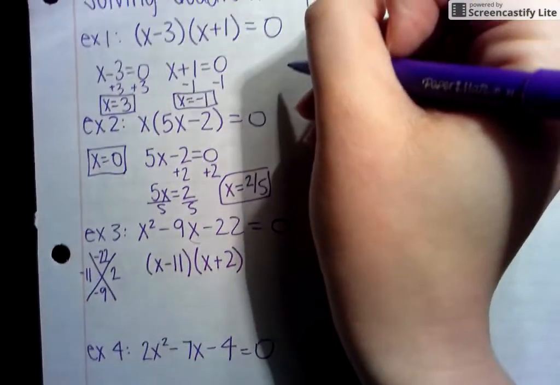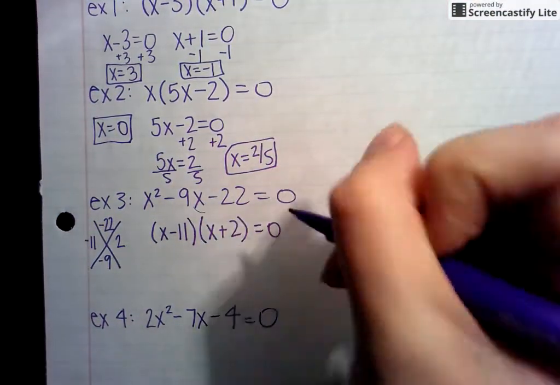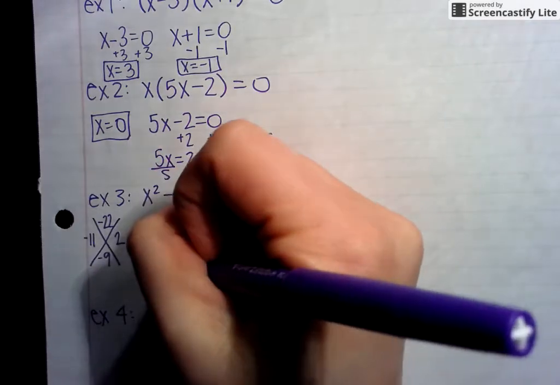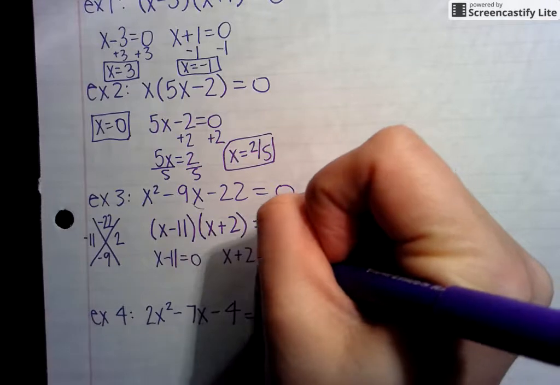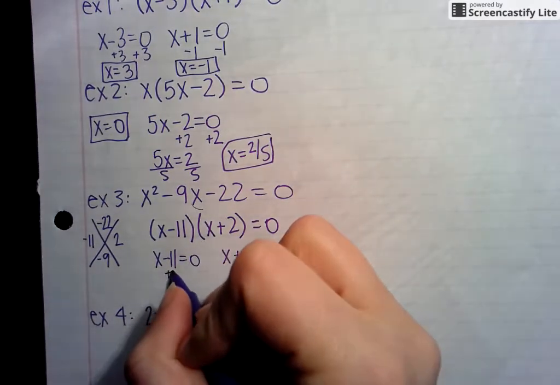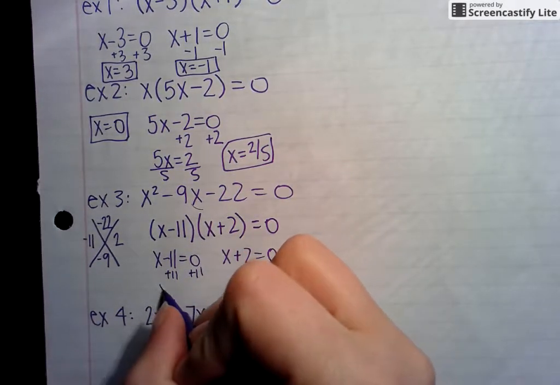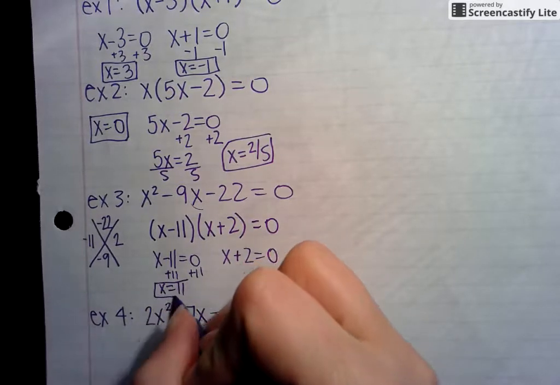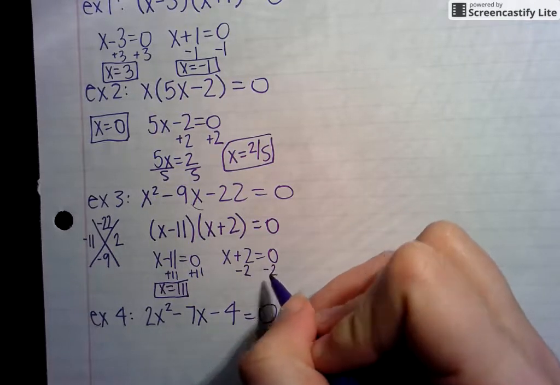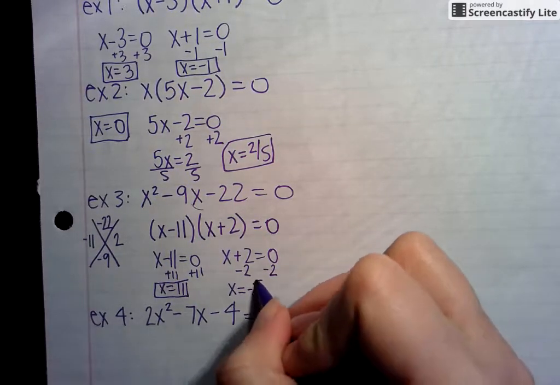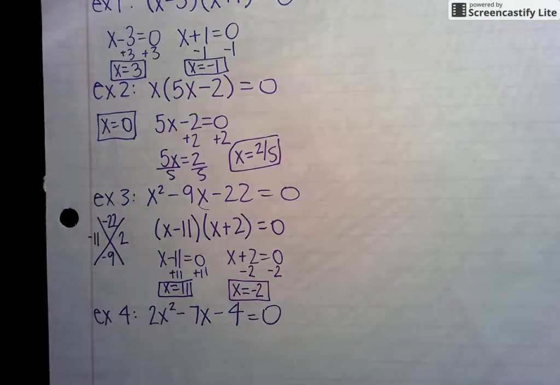Now, just like this top one, I'm going to set them equal to 0. So to get my two answers, I'm going to set this one equal to 0 and the second one equal to 0. To get x by itself, I add 11 on both sides, and I'm going to get x equals 11. That's one solution. Now my other solution, if I subtract 2 on both sides, I'm going to get x equals -2. So now this is telling me that this quadratic equation has two solutions. So it intersects the x-axis twice.